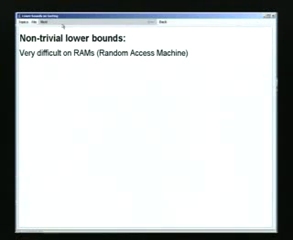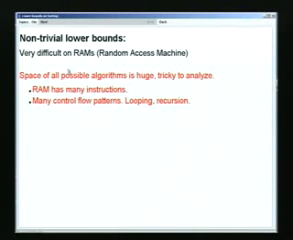What about non-trivial bounds? It turns out that on random access machines or RAMs, proving non-trivial bounds is actually very difficult. And here are some of the reasons. Basically, when we assert a problem lower bound, we are saying something about every possible algorithm. Now, on RAMs, the space of all possible algorithms is really huge, and it is tricky to analyze. A single problem may have lots and lots of algorithms. Enumerating those algorithms or analyzing them in some structured fashion is often a very tricky business.